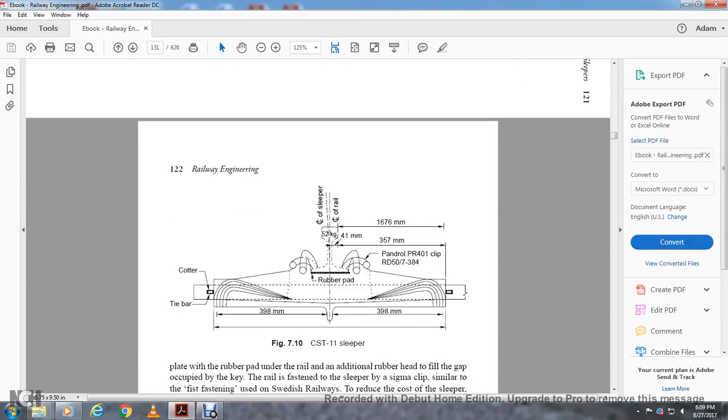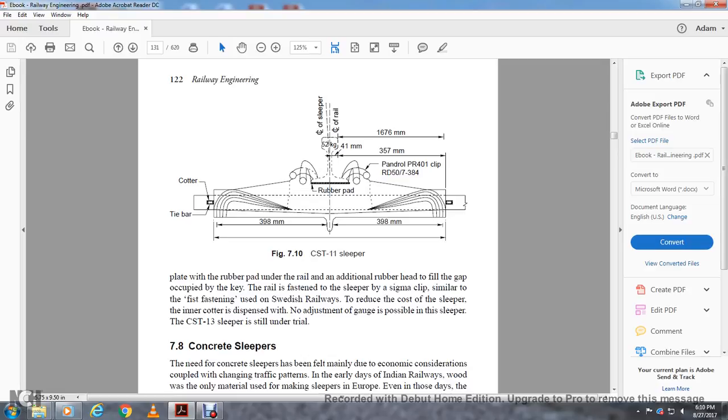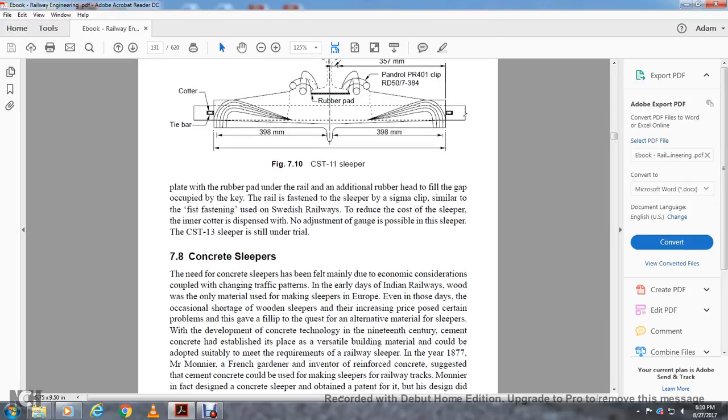In the CTS-10 sleeper: the rail, rubber pad, Pandrol clip, cotter and tie bar. A plated rubber plate under the rail, and additional rubber to fill the gap, keep the rail fastened with the sleeper, with the Sagma plug clip, similar to the fastening of the Swedish rail. To reduce the cost of the sleeper, the inner cotter is dispensed with, and a non-adjustable gauge is possible. The CTS sleeper is still under trial.